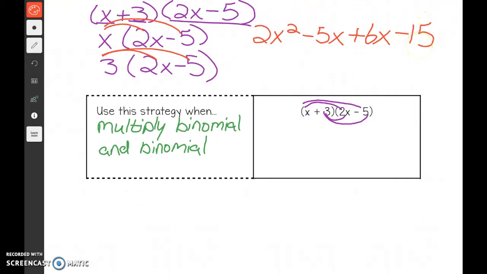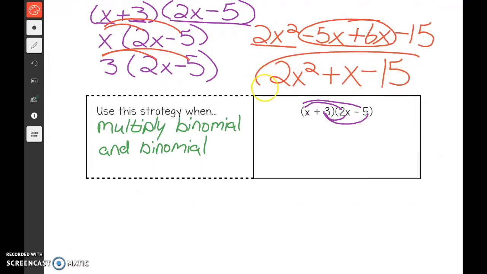Once I get all my numbers together, I look and say, can I combine anything? Is there anything in this problem I can combine? Negative 5x and 6x. So I want to go ahead and combine these two terms. Usually it's going to be the ones in the middle if I do it correctly. It won't always be that way, but most of the time it will. Since I have nothing to combine with 2x squared, that just stays 2x squared. With negative 5x and 6x, what do I get when I add negative 5 to 6? 1. So that's just going to be 1x, or x. And then I have nothing to add to negative 15, so that just stays negative 15. Once I've combined like terms, I have my answer of 2x squared plus x minus 15.